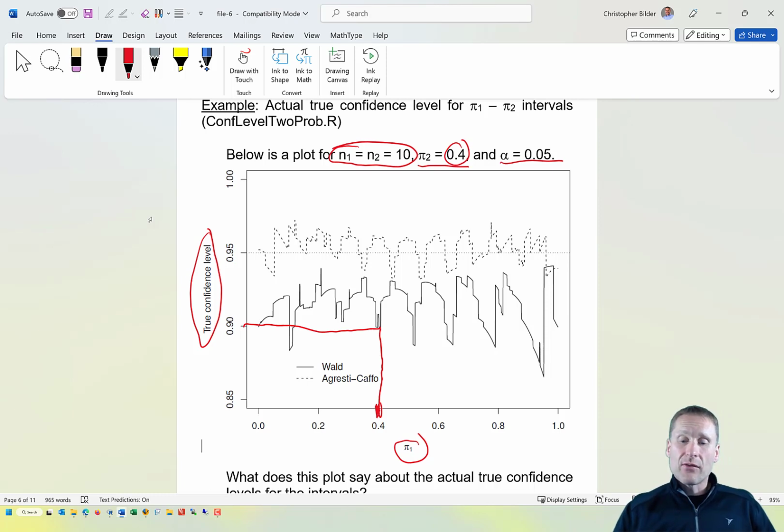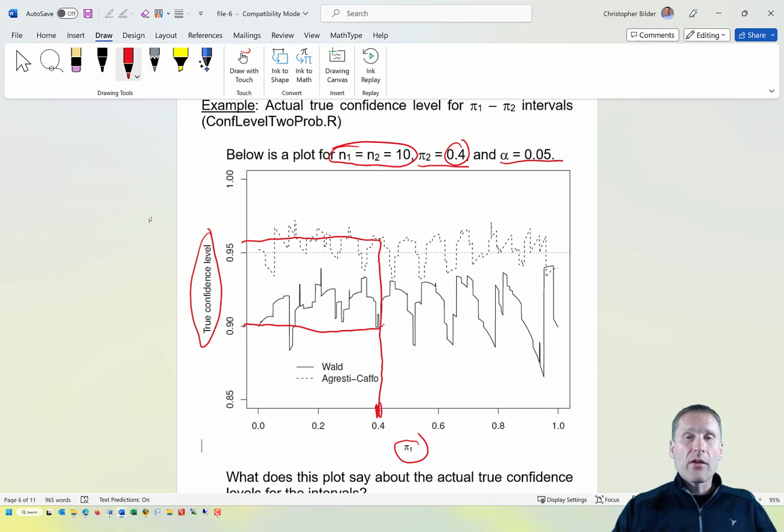the true confidence level for the Wald interval here is only about 90%, even though the stated level is 95%. And if I keep on projecting up until I hit this line that represents the true confidence level for Agresti-Caffo, we can see the true confidence level there is about 0.955 or 0.96, right around there. And so we can see that in this particular case, for pi1 equal 0.4, the Wald interval is liberal, the Agresti-Caffo interval is a little bit conservative. I would use that Agresti-Caffo interval every single time based upon what I see here.